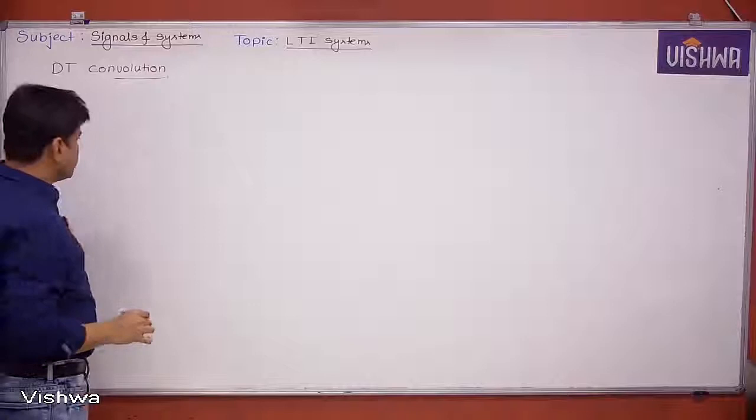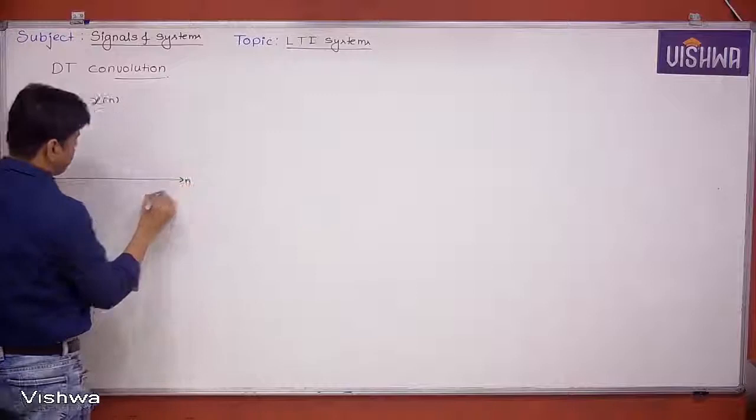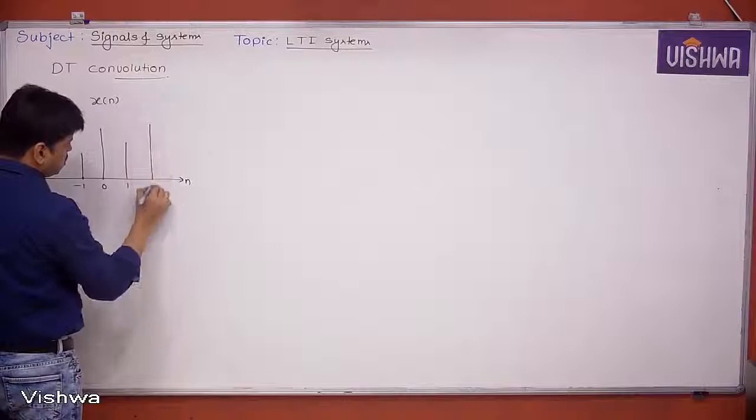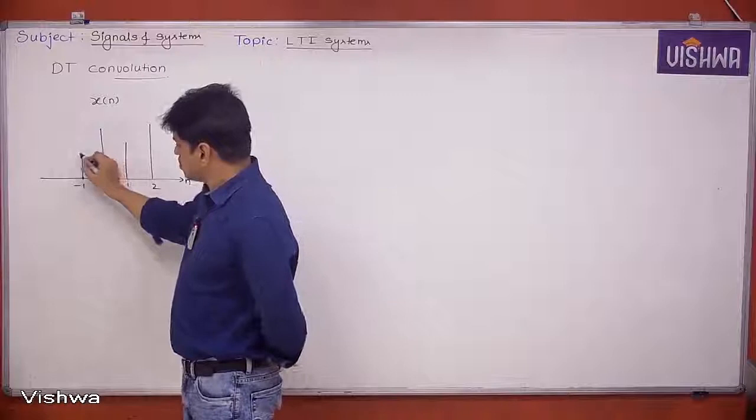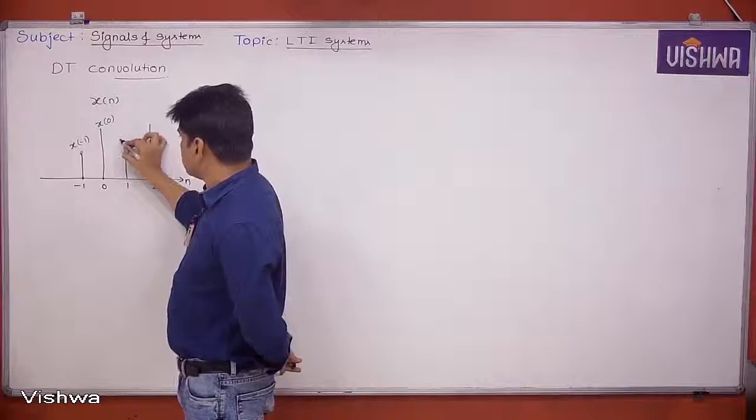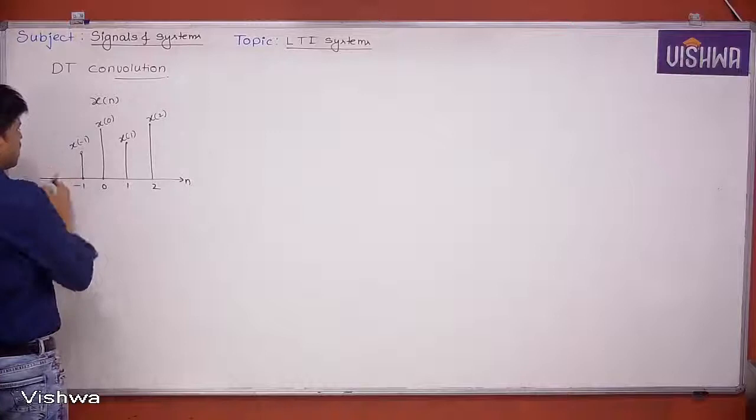Before trying to understand the convolution, suppose a signal x of n, which is the input, is given at minus 1, 0, 1, and 2. I don't know the exact values at minus 1, 0, 1, 2, so I can call them x of minus 1 at minus 1, x of 0 at 0, x of 1 at 1, and x of 2 at 2. This is the input x of n in the form of x of minus 1, x of 0, and so on. Now, try to understand what I am doing.